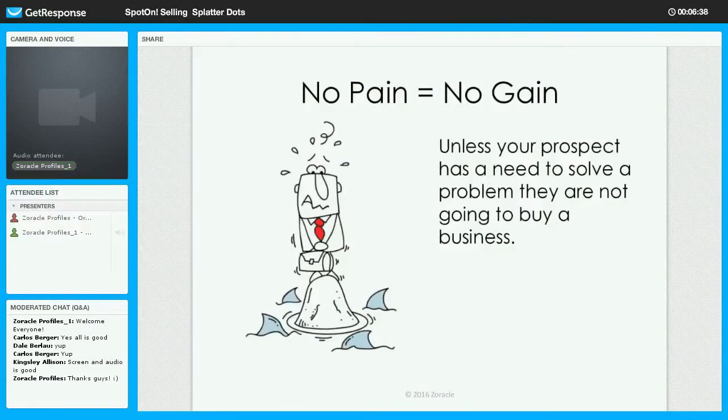Most of you that have been in sales of any type know that there really is no deal, there is no sale, unless somebody has a pain, unless someone has a problem to solve. It doesn't matter what they're buying, in this case, hopefully a business that they're going to be looking at. But without pain, there's no gain.